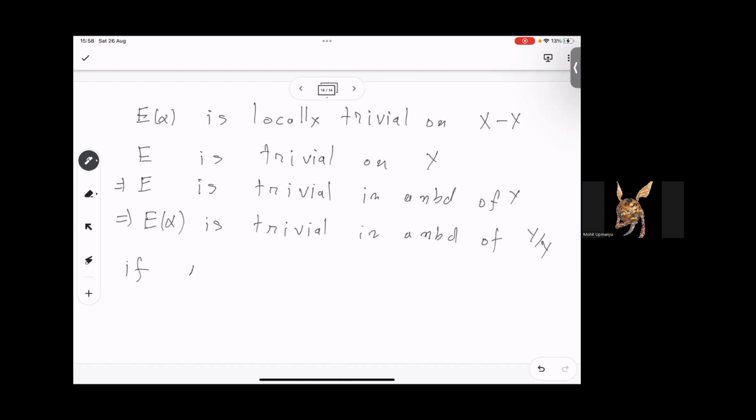If say alpha naught is homotopic to alpha 1, any questions? We have just constructed a vector bundle on the quotient. Any questions anybody wants to ask? Then E of alpha t gives a vector bundle on X mod Y cross I.